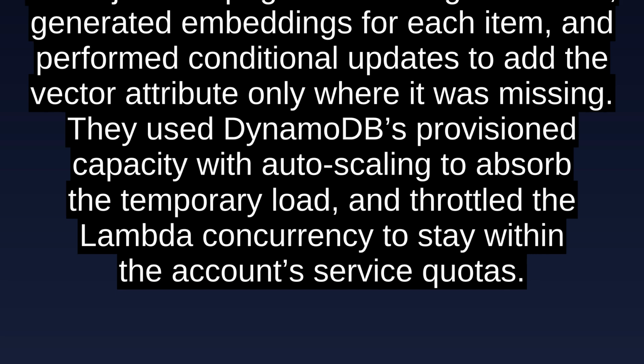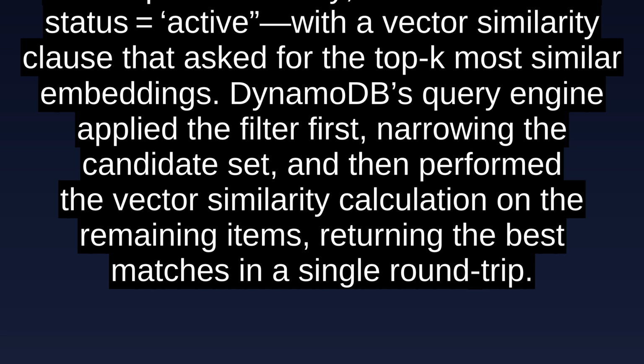One subtle challenge was handling backfill for existing records that predated the vector column. The team ran a one-off batch job that paginated through the table, generated embeddings for each item, and performed conditional updates to add the vector attribute only where it was missing. They used DynamoDB's provisioned capacity with auto-scaling to absorb the temporary load, and throttled the Lambda concurrency to stay within the account service quotas.